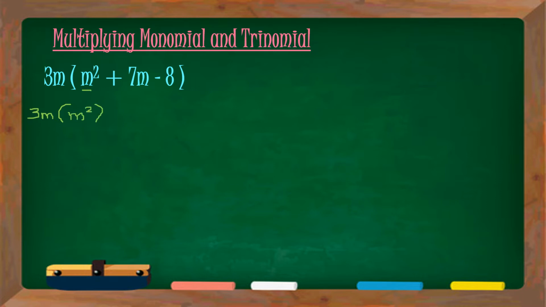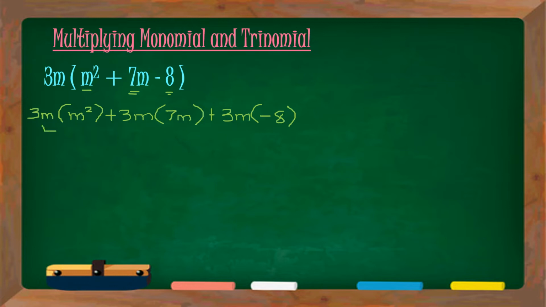Then, positive 3m, times the second term of the trinomial, which is 7m. Then, times natin ulit kay 3m, multiplied by the last term of the trinomial, which is the negative 8. Okay? Simplify na natin isa-isa.